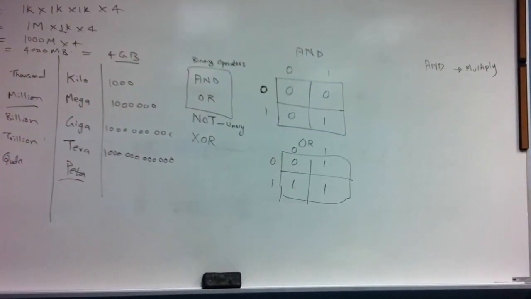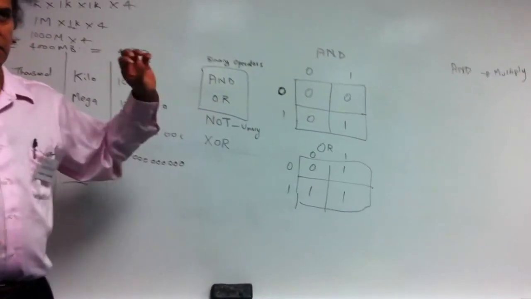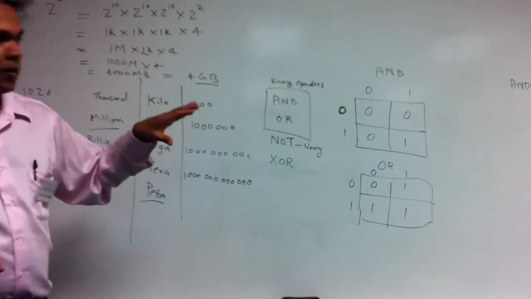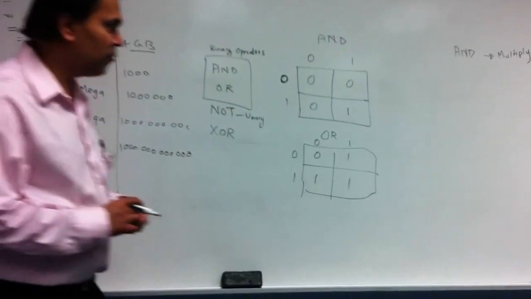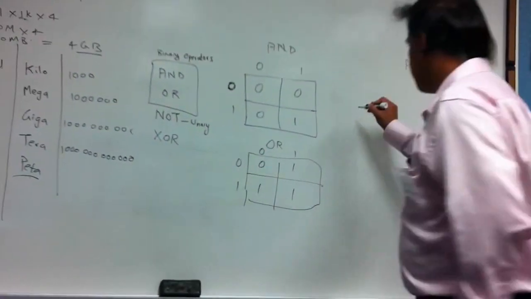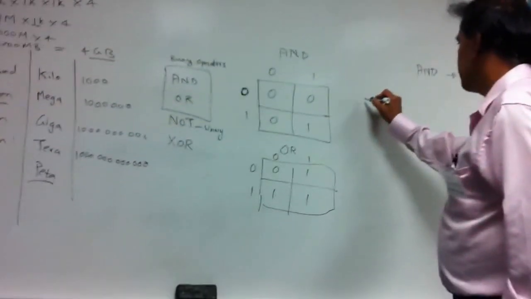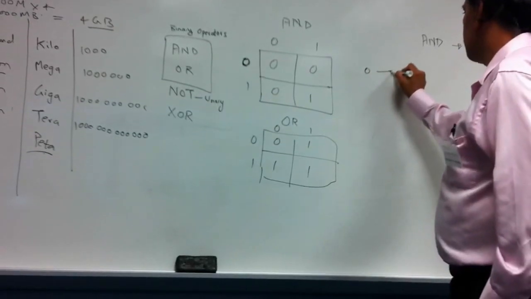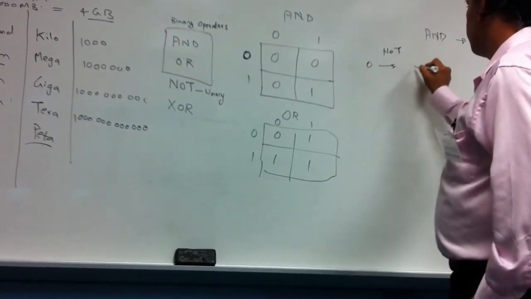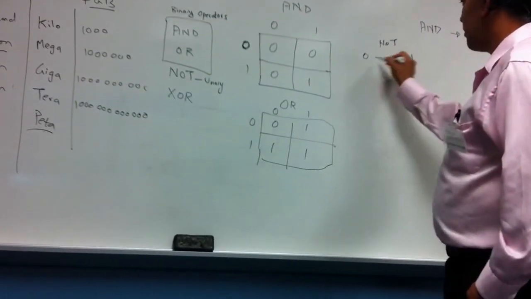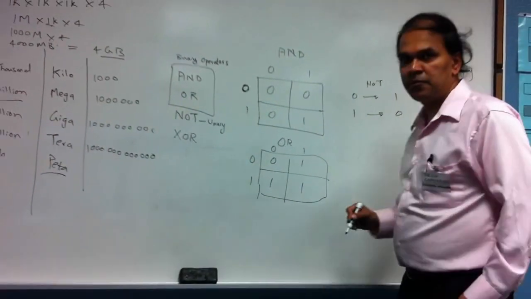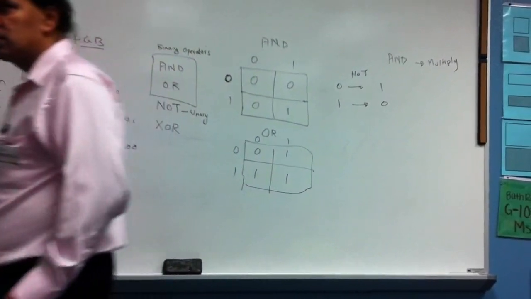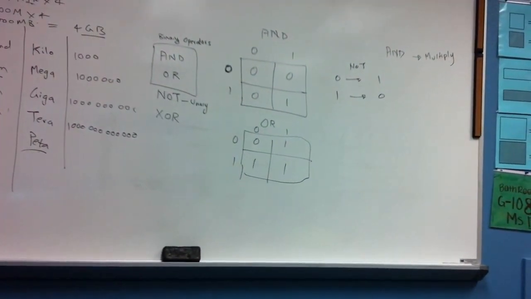So what is the meaning of unary? You don't need two operands to get the answer, so it's always applied on one. So the NOT operation is simple. You just say if it is 0, then you get 1. So NOT of 0, in other words, is 1. NOT of 1 is 0. Like the opposite? So it's just opposite, yeah.